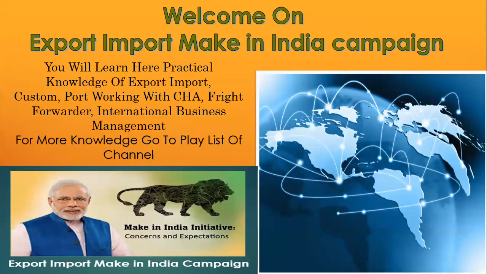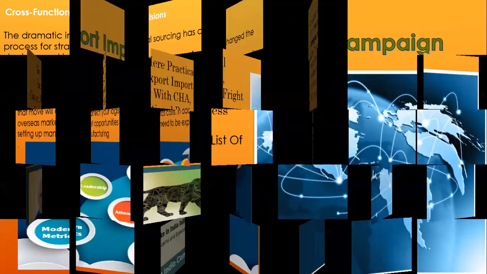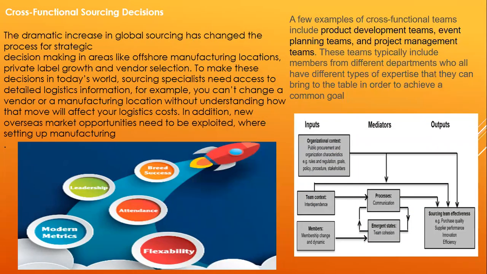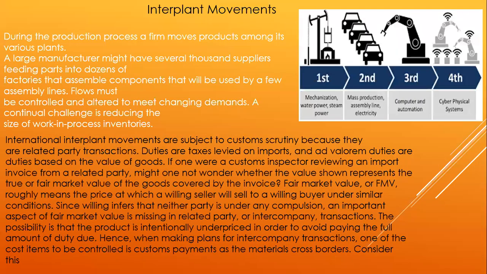And today in this session we will understand interplant movement. In the earlier session we discussed what the cross-functional sourcing decisions are. In this session we will try to understand what interplant movement is. As the name suggests, inter-plant means the internal shifting of machinery and other equipment within the factory. We'll try to understand this with the help of the definition.